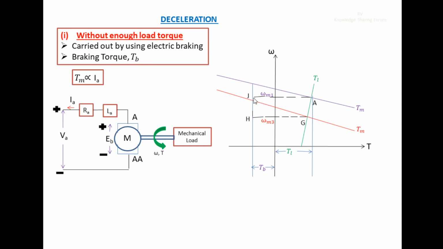This braking torque reduces the speed from omega m1 to omega m3. This is how the deceleration is made when we don't have enough mechanical load torque. Therefore, the path of deceleration is from A to J, J to H, and H to G. So this is how deceleration is made. These are the modes of operation. Summarizing, the modes of operation of an electric drive are divided into three: steady state, acceleration, and deceleration, including starting and stopping.